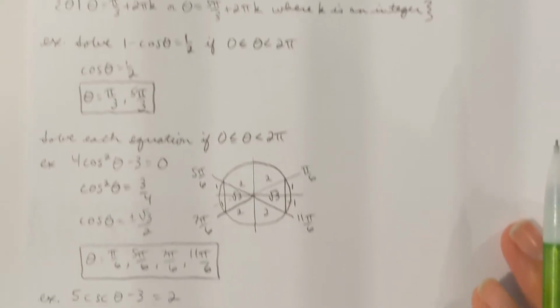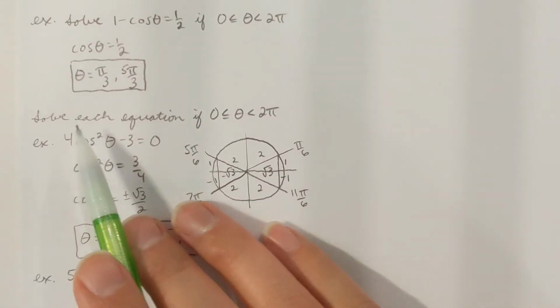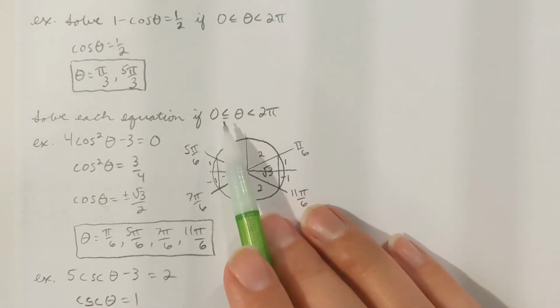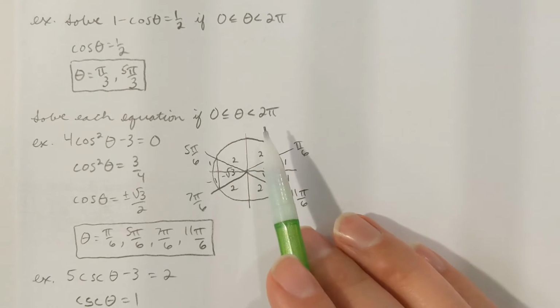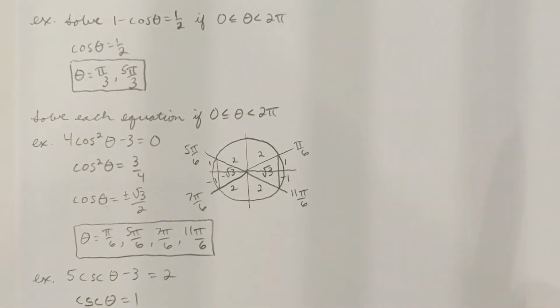Okay. All right, so unless we're told otherwise, we're going to continue to solve equations, but we'll assume that theta is going to be an angle between 0 and 2 pi here when we give our answers. Anything outside of those boundaries we're going to disregard.